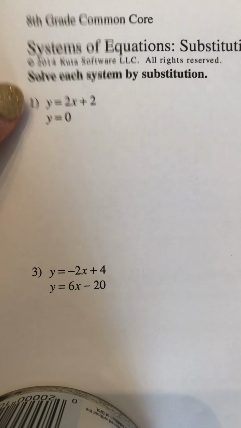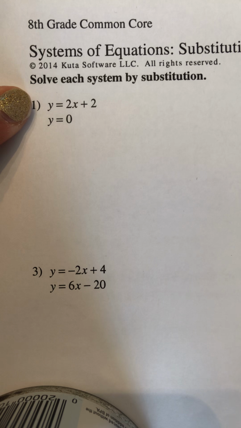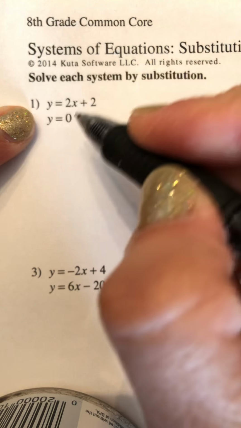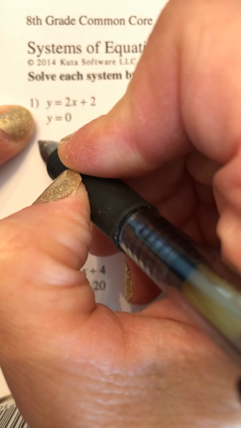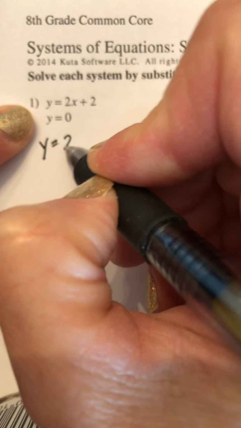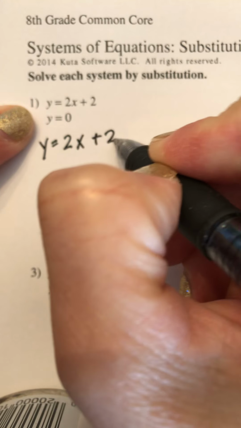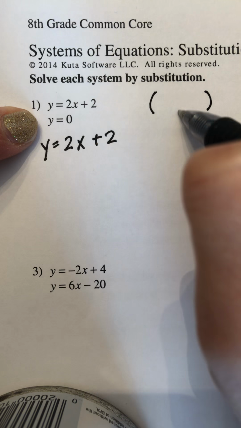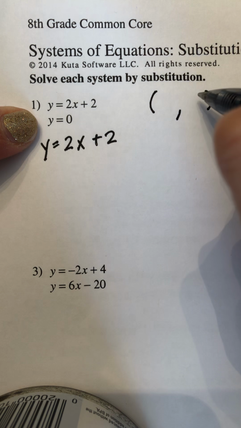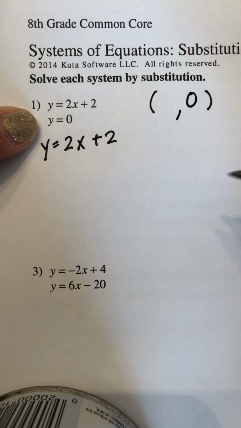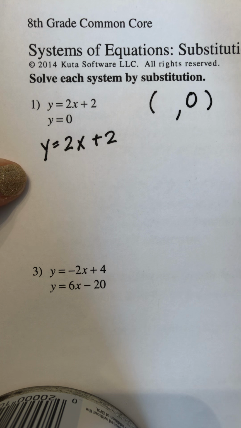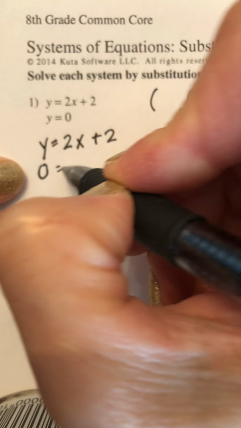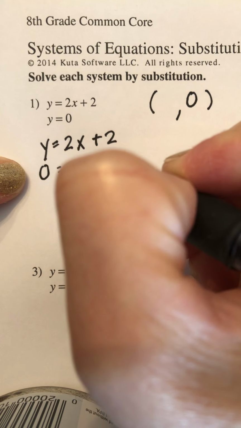On this first one, number one, both equations are already in y equals form. So what you're going to do is take this top equation, and it already tells us that y equals 0. So we're going to go ahead and set up our ordered pairs here. And for our y, we're going to put 0 in because it's telling us that's the answer. And now on our equation, we're going to plug in 0 for y. So I'll say 0 equals 2x plus 2.